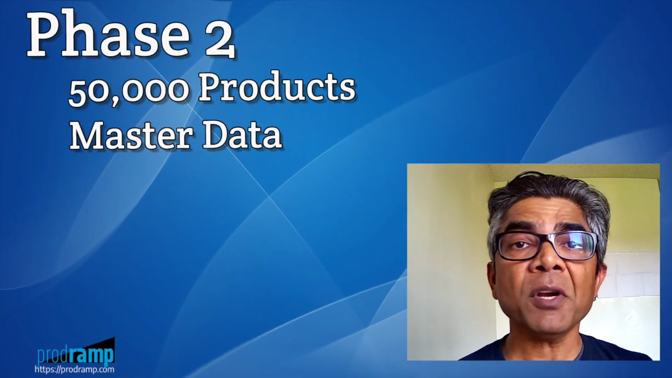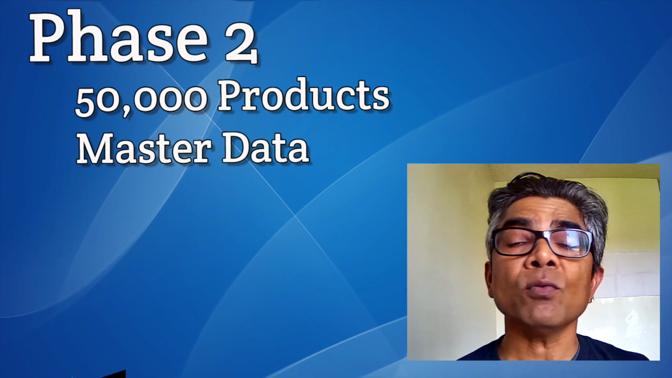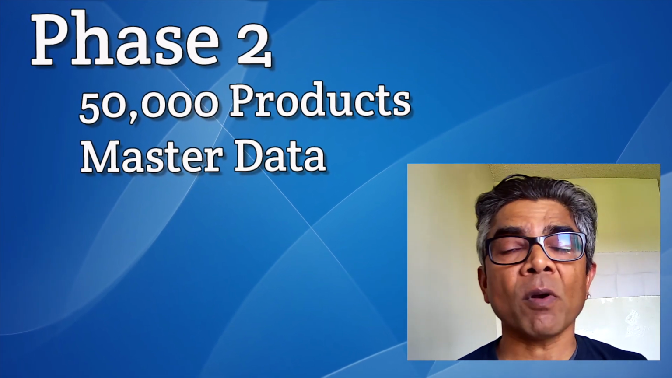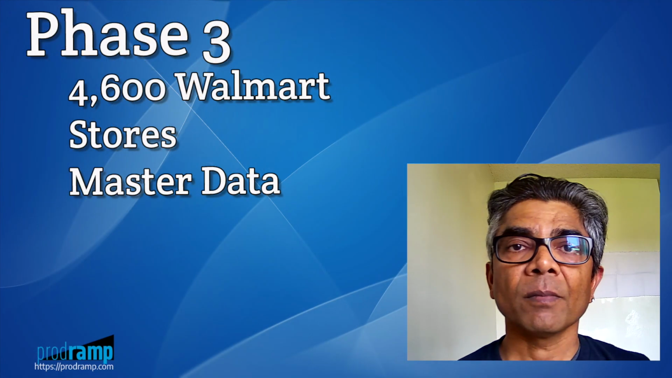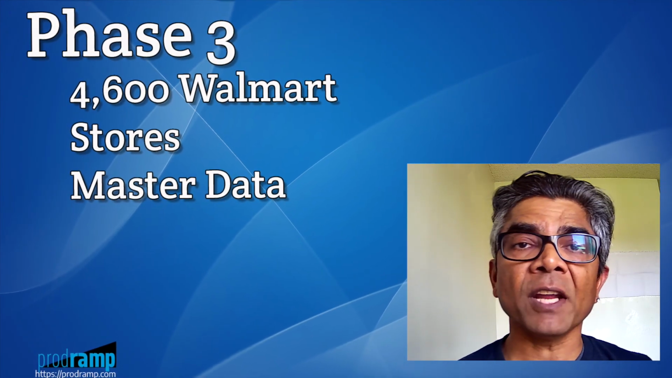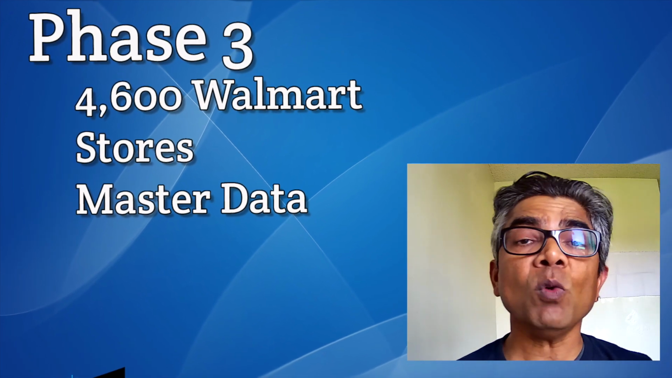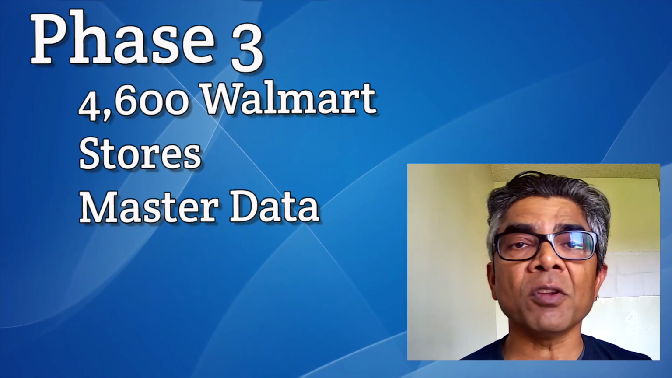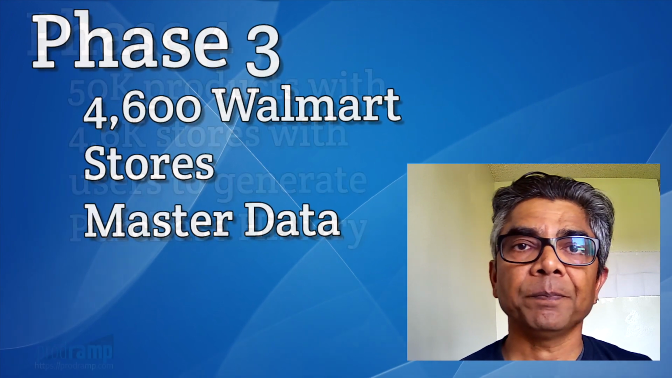In phase number 2, you are going to create the products data, and for this we are using the actual product sheet from another supermarket store. In phase 3, we are creating the stores list, where we are using the actual Walmart stores all over the US to generate our stores master data.